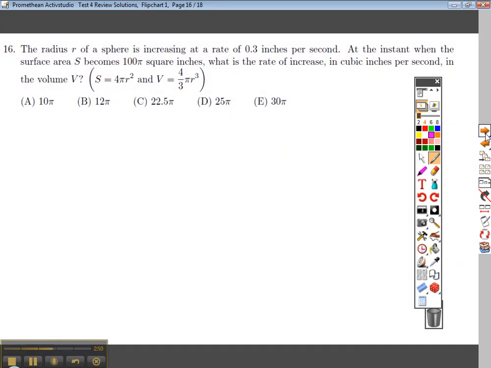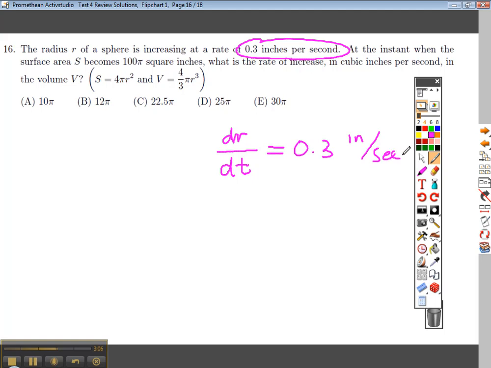Question number 16 is related rates. The radius of the sphere is increasing at a rate of 0.3 inches per second. Okay, keep this in mind. So the radius is increasing, so dr/dt is 0.3 inches per second. Okay, so inches for radius, seconds for time.